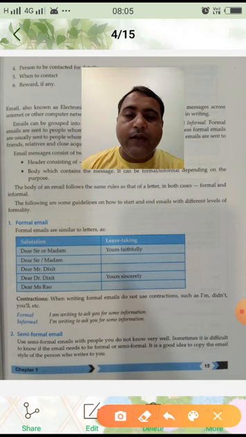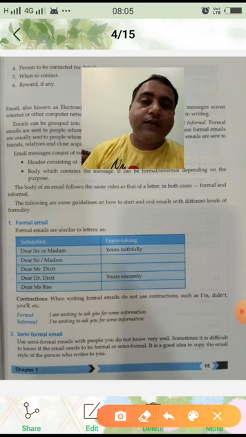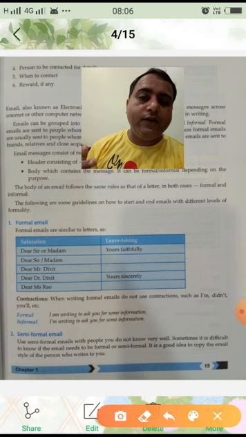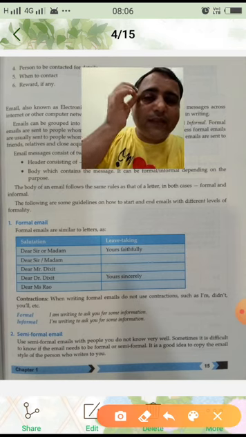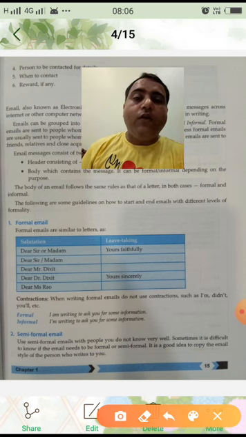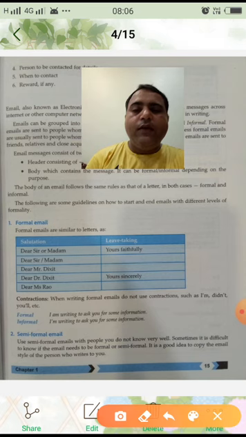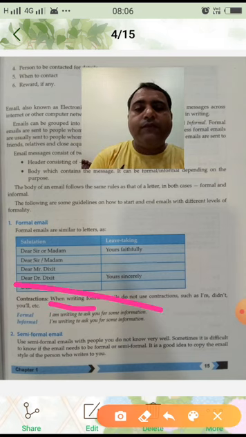Okay, and then it is a good idea to copy the email style of the person who writes to you. That is, if the person has sent us an email earlier, it is better to send them the same type of email, whether he has sent you formal or semi-formal. Okay, now coming on to the next page, just a minute.